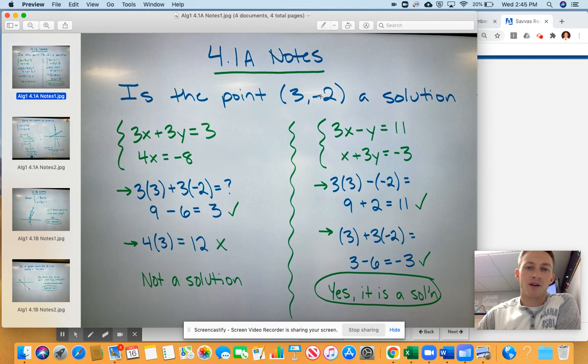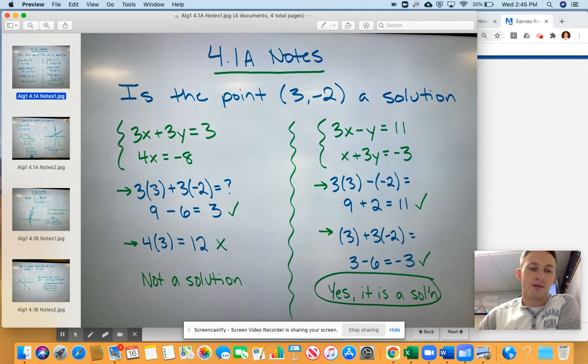So we have an x value and a y value in our point, and we have two different equations. Let's just take a look at the first one right down here. We have 3x plus 3y equals 3. We want to know if this point is a solution to this equation. So we're going to take the x value and plug it in for the x right here, and then take the y value and plug it in for the y's right here.